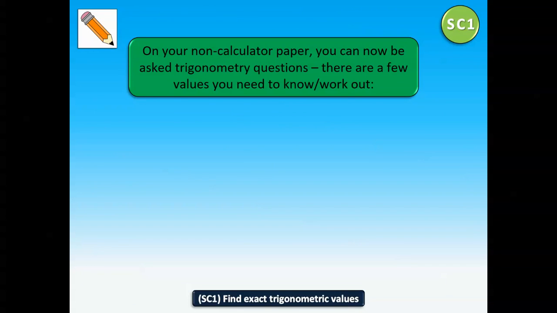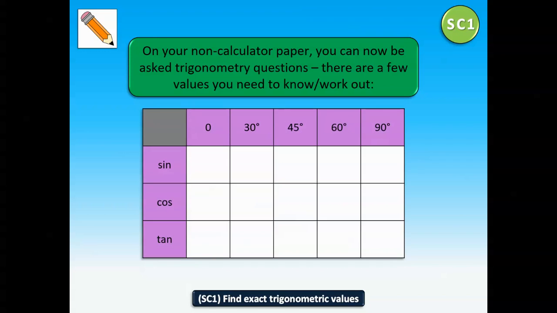So on your non-calculator paper, you can now be asked trigonometry questions. There are a few values that you need to be able to know or work out. And these are the values. So you need to know for sine, cos and tan, 0, 30, 45, 60 and 90.